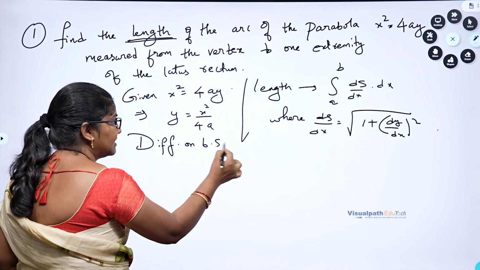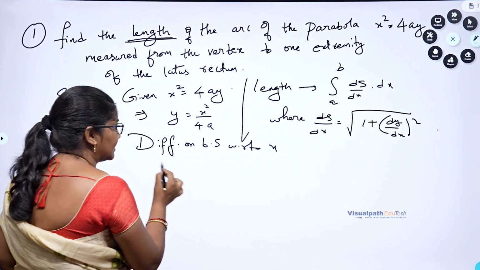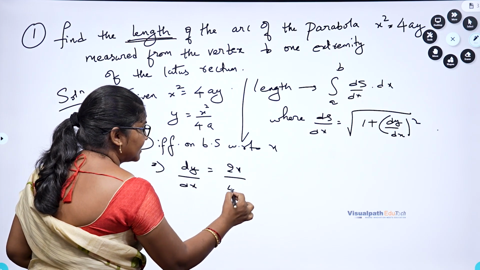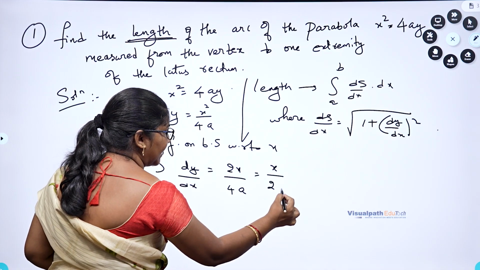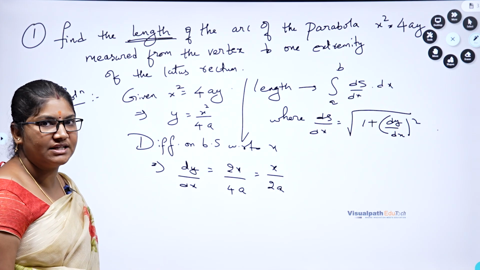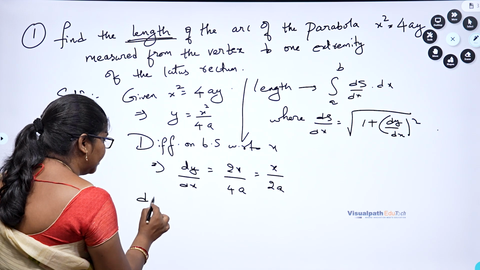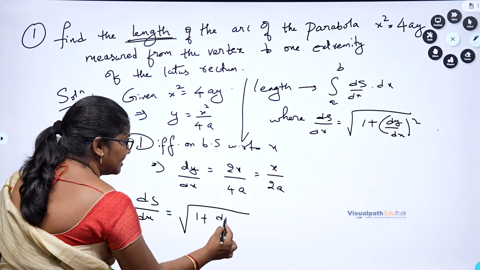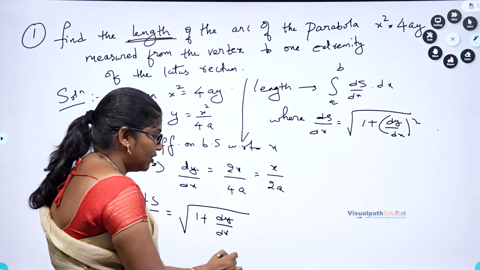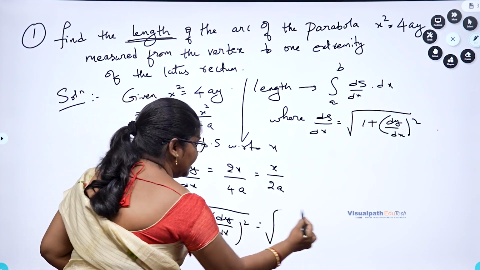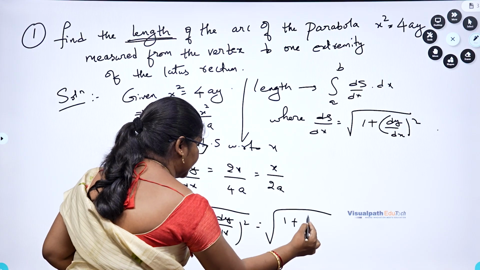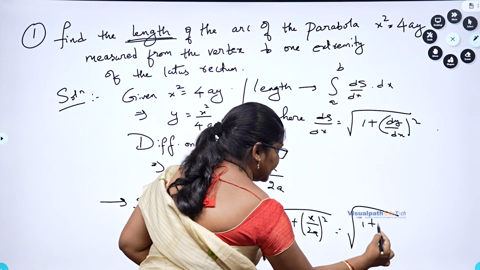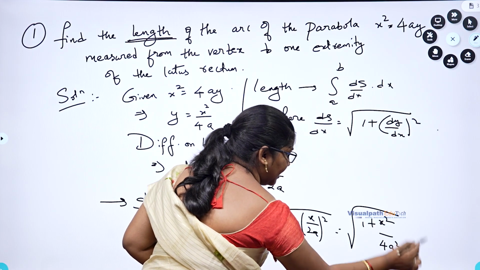Differentiate on both sides with respect to x. This implies dy by dx is equal to 2x by 4a, which means x by 2a. This is dy by dx. Now, ds by dx is equal to the square root of 1 plus (dy by dx) whole squared, that is equal to the square root of 1 plus (x by 2a) whole squared. That is nothing but 1 plus x square by 4a square.